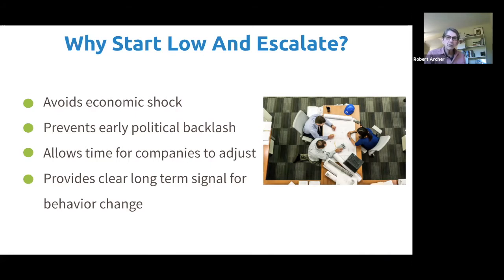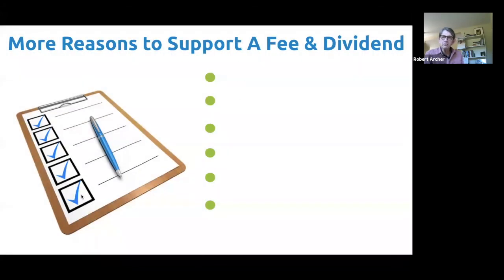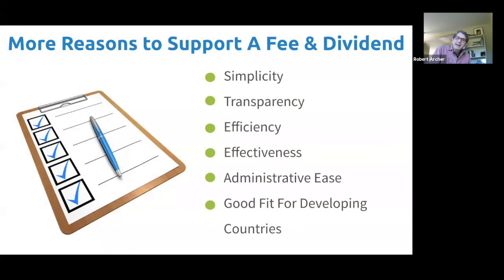And there are a lot of other reasons to support a fee and dividend: the simplicity, transparency, efficiency, effectiveness, administrative ease, and a good fit for developing countries, which is something that is not given sufficient attention.